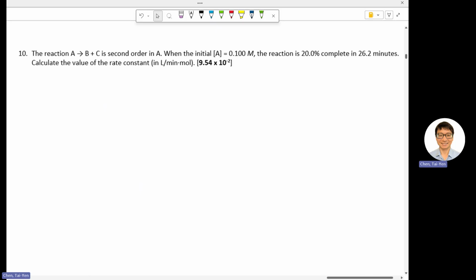Okay, next one. The reaction A becomes B plus C and is second order in A. When the initial A concentration equals 0.1, the reaction is 20% complete in 26.2 minutes. Calculate the value of the rate constant K. What's the keyword here?